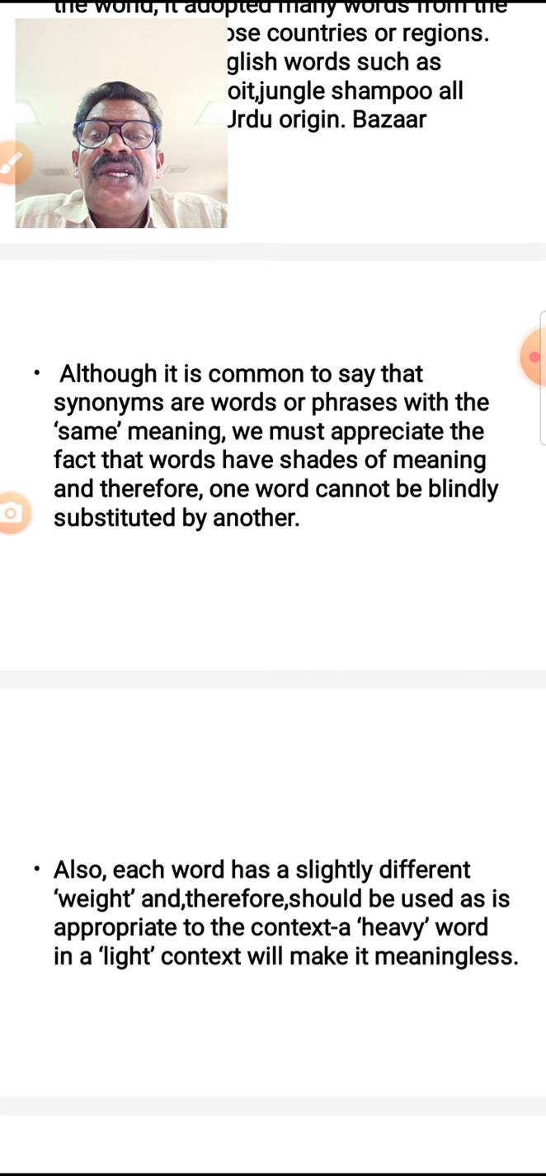Although it is common to say that synonyms are words or phrases with the same meaning, we must appreciate the fact that words have shades of meaning and therefore one word cannot be blindly substituted by another. This is what I have told you earlier. They seem to be similar to some extent, but we should use them appropriately. We cannot use the same words blindly, right? They have to be used very carefully according to the context, according to the situation, right?